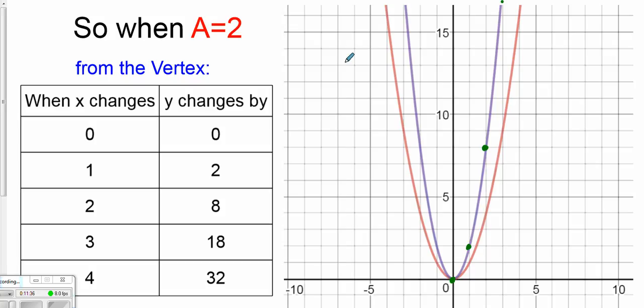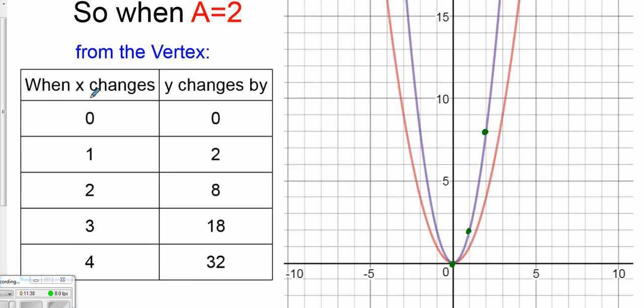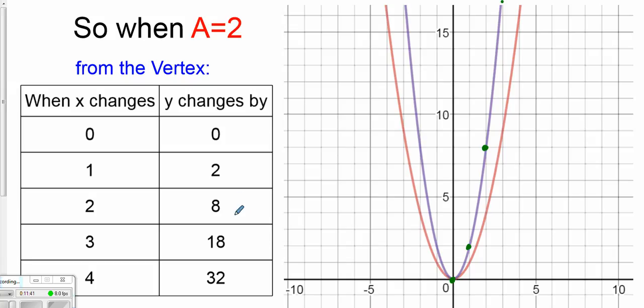Now again, I want you to write this down and use this as a reference chart, as long as you're going from the vertex. So even if the vertex was right here, if my a value is 2, I would know I can go over 1 up 2. I can go over 2 and then up 8. So 1, 2, 3, 4, 5, 6, 7, 8. There and there. So even though my vertex was way over here, it wasn't here anymore, I go 1, 2, 2, 8, 3, 18, and so on, and that's how I can graph out my parabola.